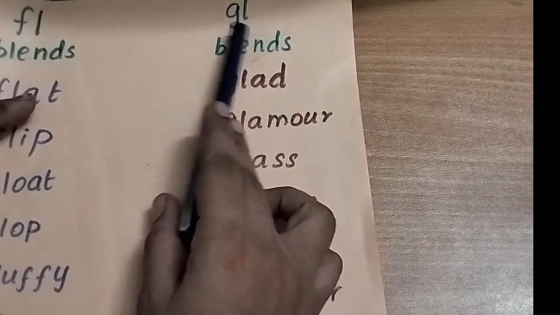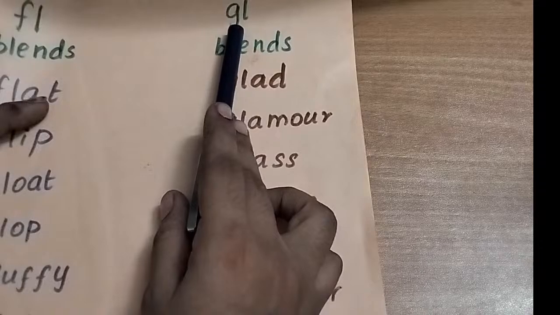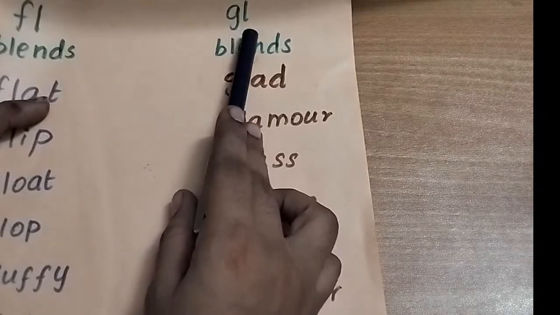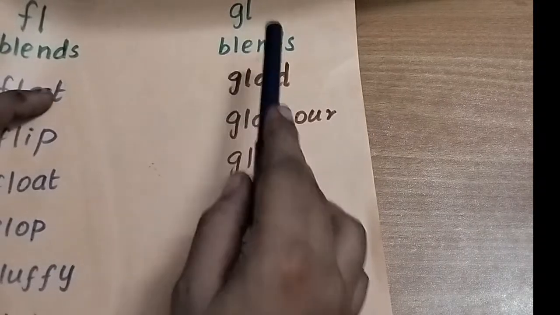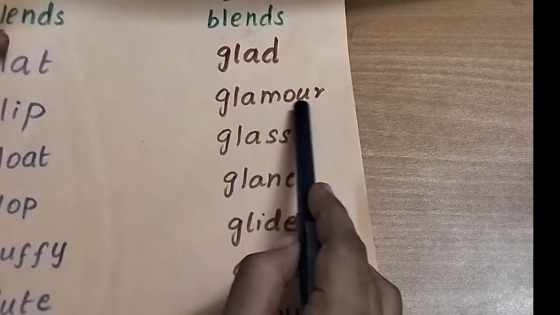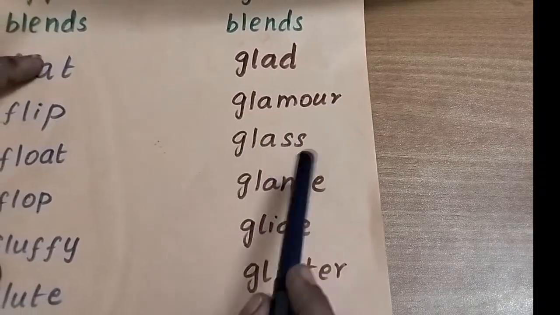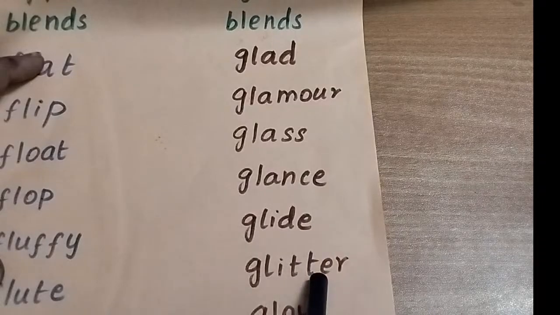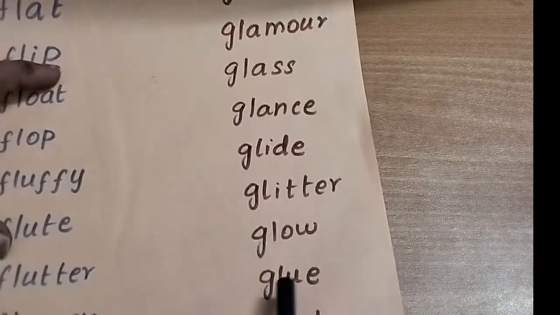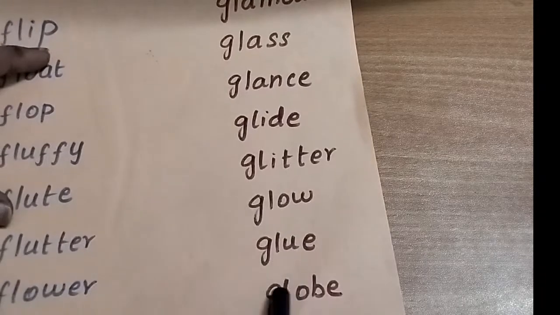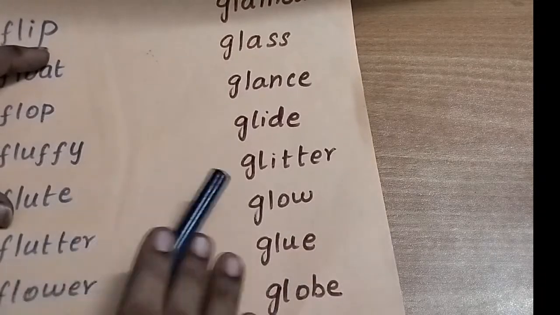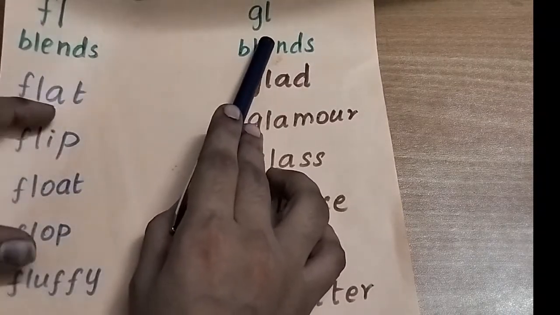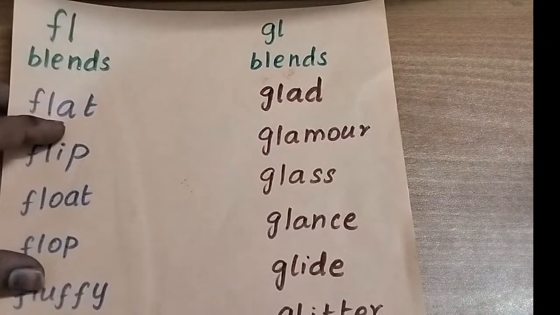The sound of G is G. Next the sound of L is L. You say both the sounds of the letters. Glad, glamour, glass, glance, glide, glitter, glow, glue, globe. So this is the way you have to read FL blend words and GL blend words. Next I'll go with the next set of words.